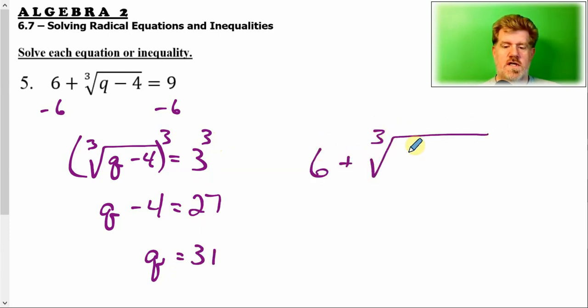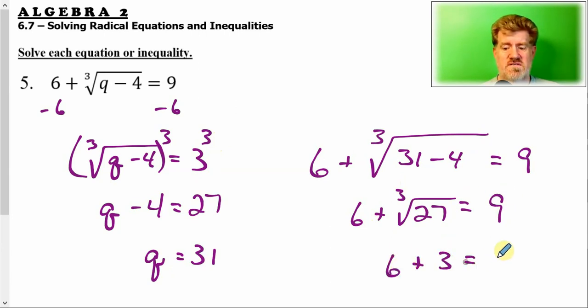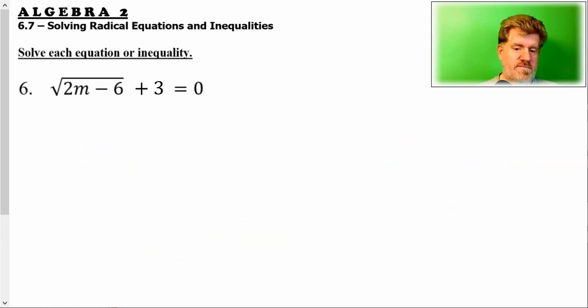Let's double check. 31 minus 4 equals 9... That's 27. Now what's the cube root of 27? It's 3. This is correct. This works. There we go. Solving equations. All right. Square root again. Let's do it. Subtract 3 from both sides.